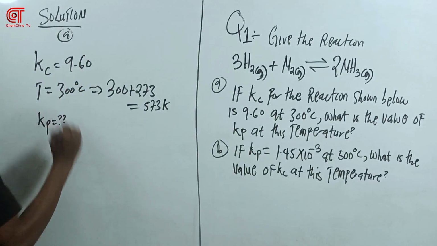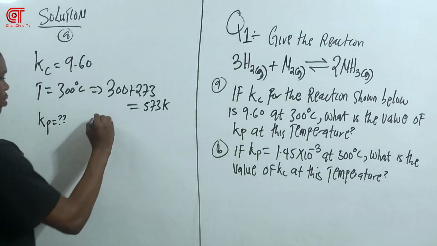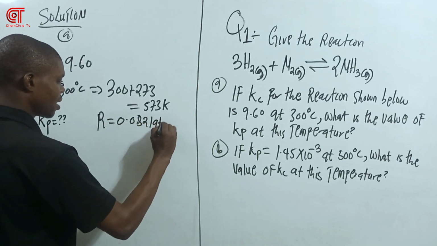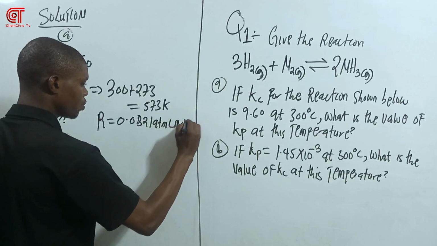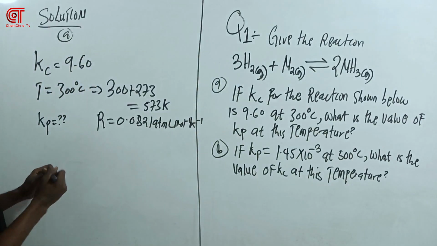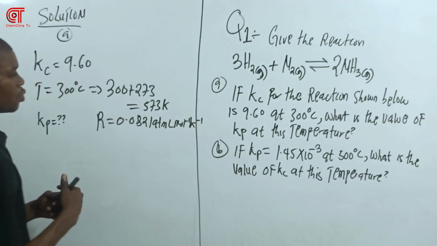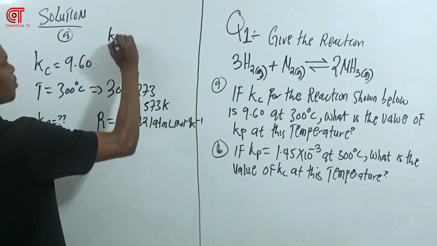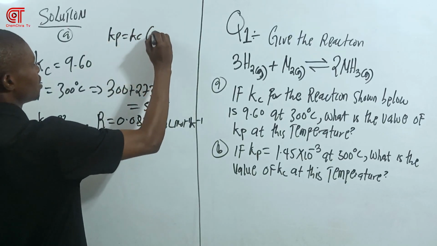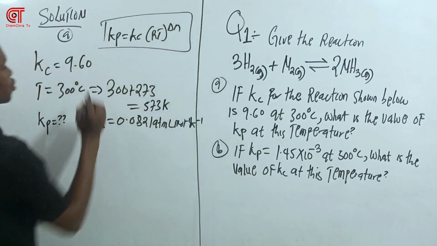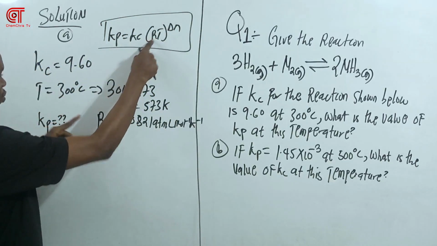Kp, we don't know. Remember, my gas constant is 0.0821 atm liter per mole per Kelvin. Now, the next thing to do is look for change in n. Remember, Kp equals Kc (RT) to the power change in n, right? This is the relationship here. So we already know Kc, we know R, and we know the temperature.